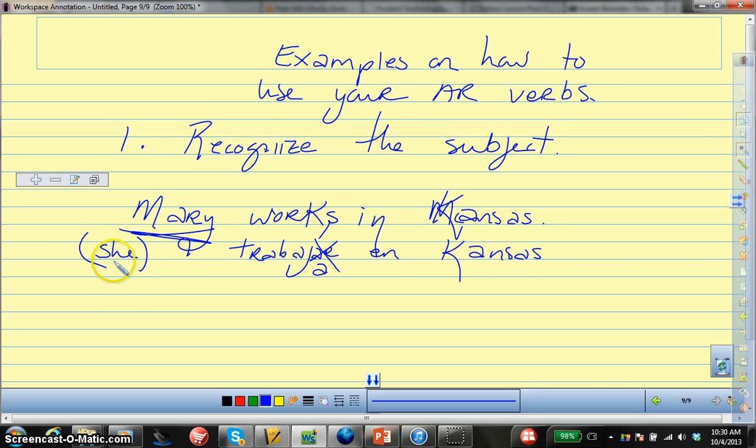So in this case, it will be ella trabaja, because once again we are talking about Mary. Once again we are talking about her, right? About she, right? So Mary trabaja en Kansas.